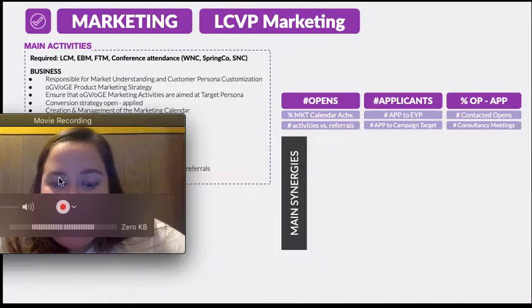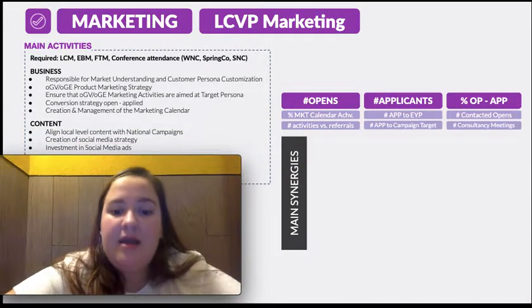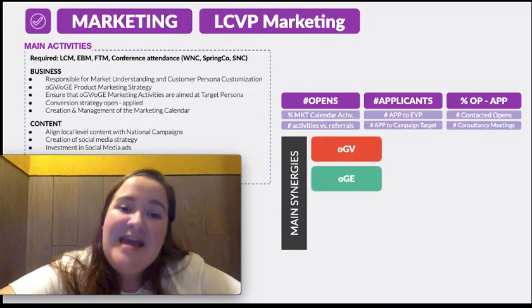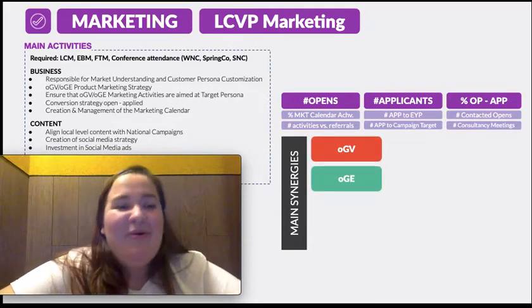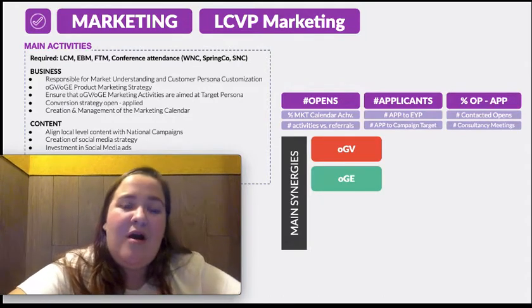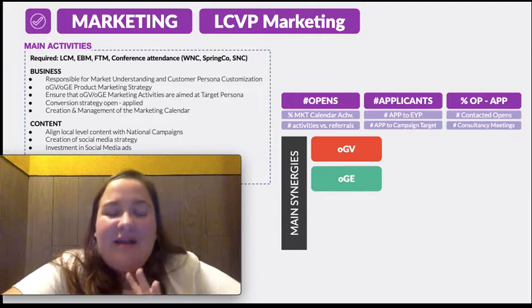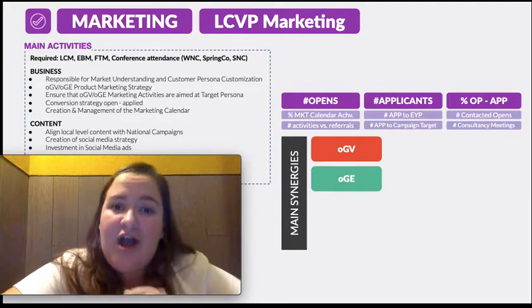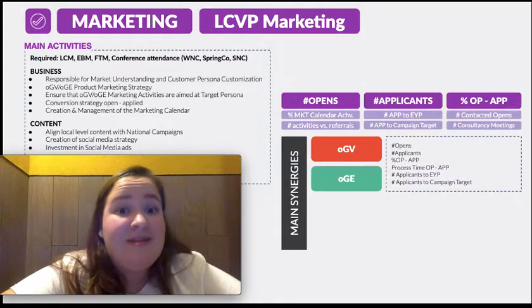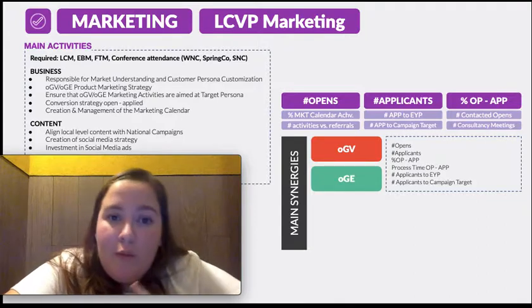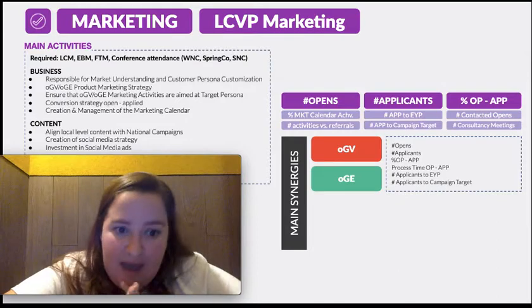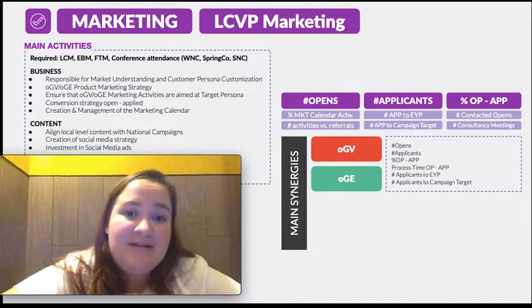Then underneath here I have what are the main synergies for marketing. So the first, of course, is OGV and OGE. These are your best friends. Whether you like them or not, you're going to have to work with them your entire role. So make sure that you know who these people are and you know their work ethic and you know exactly what they want and you know exactly what their job is, so that way you guys can work really well together. And the things that you'll be doing with them, and this is a weekly meeting, is number of opens, looking at number of applicants open to apply, process time open to apply, number of applicants to partners, and number of applicants to campaign target.